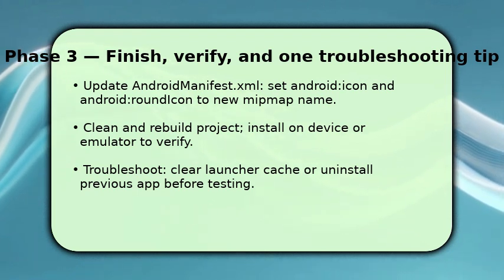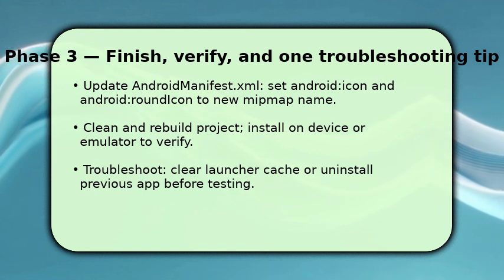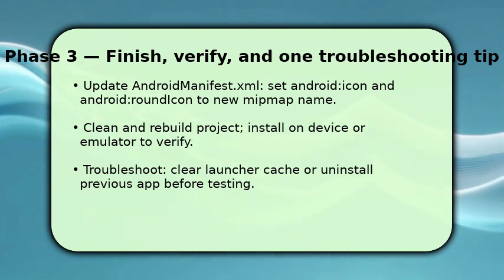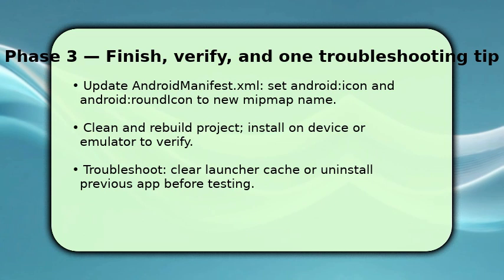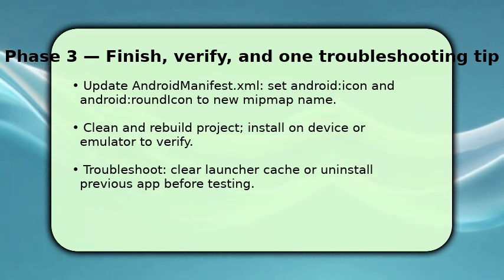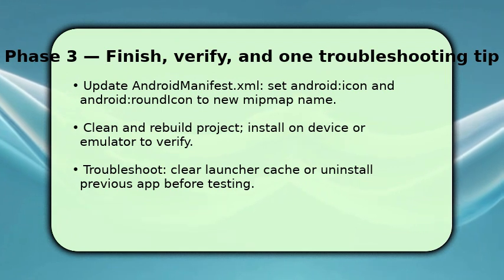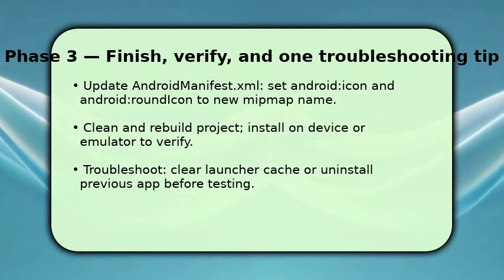After saving, clean and rebuild the project, then install the app on a device or emulator to inspect the icon in context. If the old icon persists, make sure to clear the launcher cache or uninstall any prior app version. Sometimes launchers cache icons. If issues remain, recheck resource file names and density folders for mismatches.